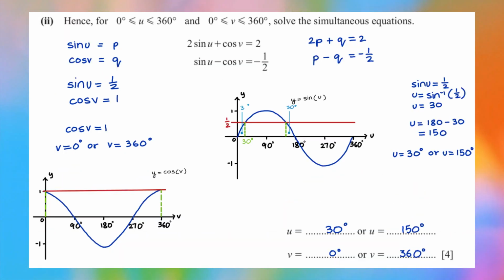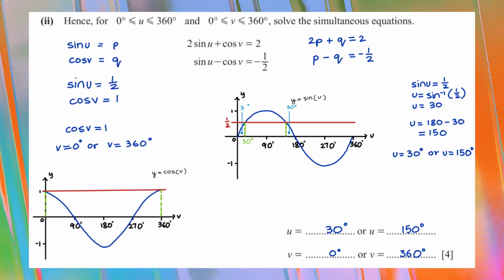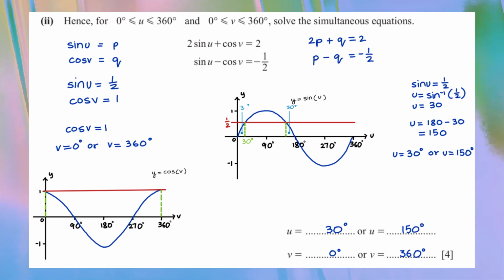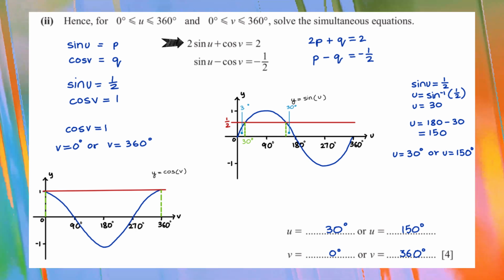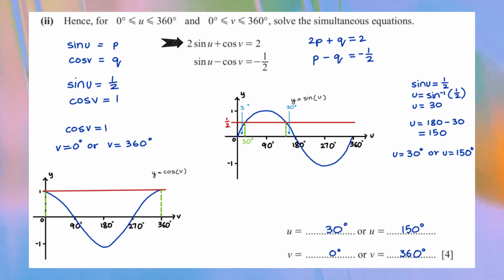Now to solve part 2 of part C. It says hence, for u between 0 degrees and 360 degrees, and v between 0 degrees and 360 degrees, solve the simultaneous equations. The first equation is 2 into the sine of u plus the cosine of v equals 2. The second equation is the sine of u minus the cosine of v equals minus 1 over 2.